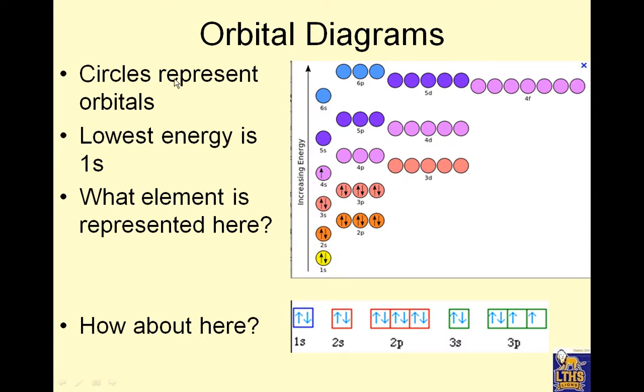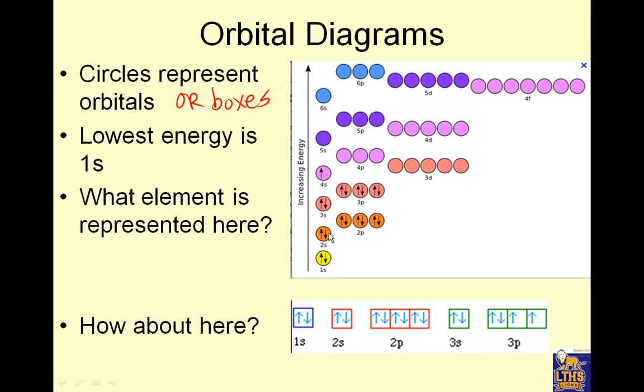You can use circles or boxes to represent an orbital. The lowest energy level is the 1s, so it's down here closest to the nucleus. You can write them going up the page or going across the page, but you always do lowest energy level to highest. The lowest energy is 1s. Each electron is an arrow. So what element is represented here?